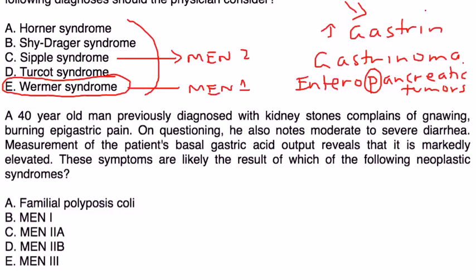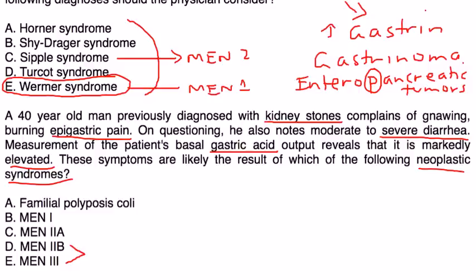The next one: a 40-year-old man previously diagnosed with kidney stones complains of gnawing and burning epigastric pain. On questioning, he notes moderate to severe diarrhea. Measurement of the patient's basal gastric acid output reveals that it is markedly elevated. These symptoms are likely the result of which of the following neoplastic syndromes? Well, in this one, they just write them out. MEN 3 and MEN 2B are the same. They're just different names for the same disorder.